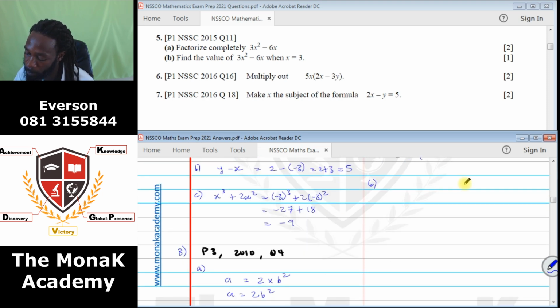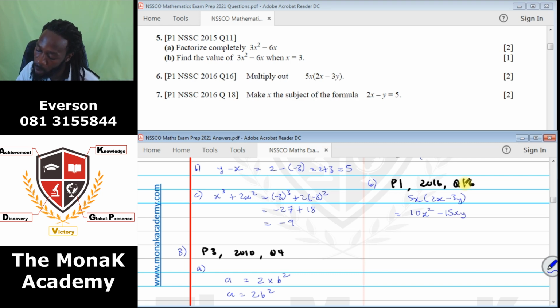Look at number 6. Number 6 comes from paper 1, 2016, question 16. They say multiply out 5x(2x minus 3y). We multiply out numbers on their own. 5 times 2 gives us 10. X and x gives x squared. Minus 5 and 3 gives us 15. X and y gives us xy. And that is it.